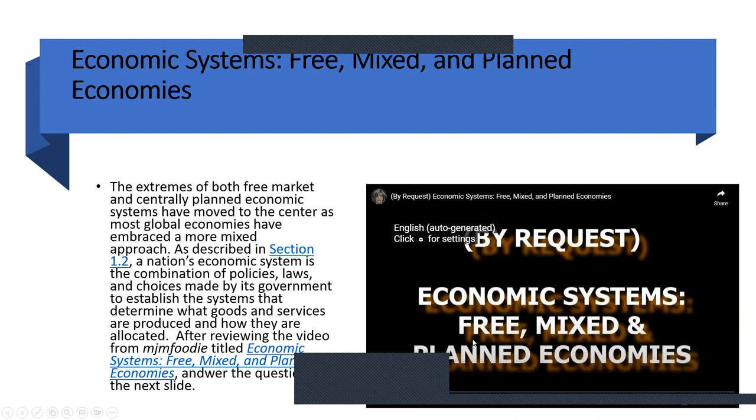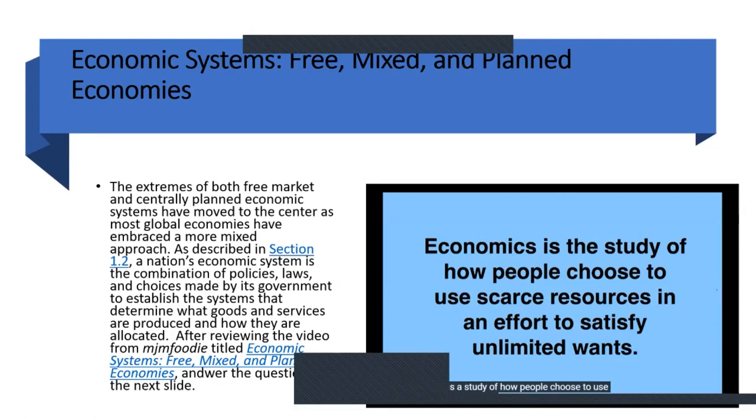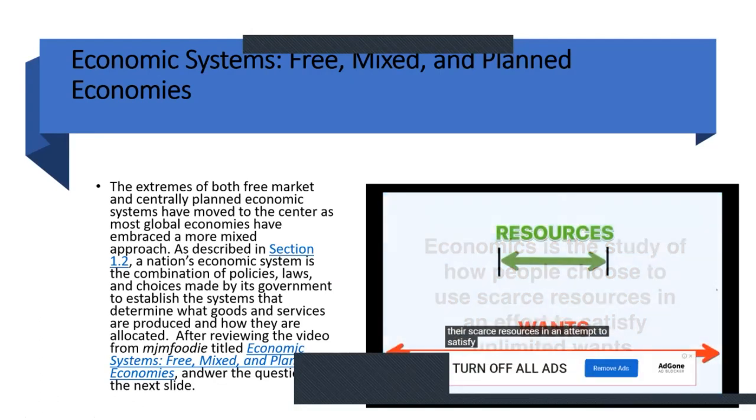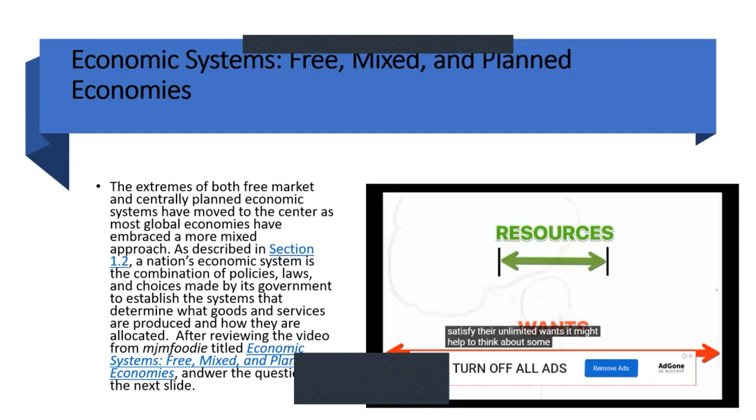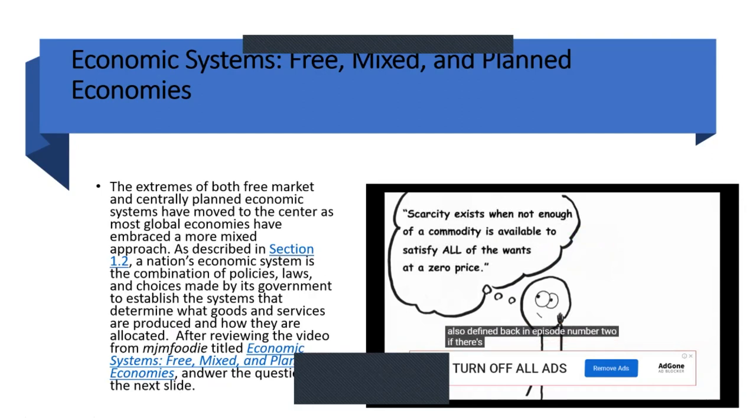Going back to the basic definition of economics back in episode 2, economics is a study of how people choose to use their scarce resources in an attempt to satisfy their unlimited wants. It might help to think about some specific product or resource, any product or resource that is scarce. Scarcity was also defined back in episode number 2. If there's not enough of a commodity available to satisfy all of the wants at a zero price, then that commodity is considered to be scarce.